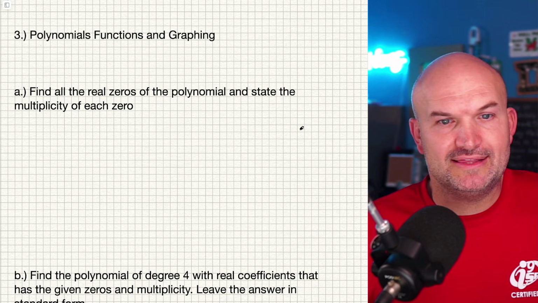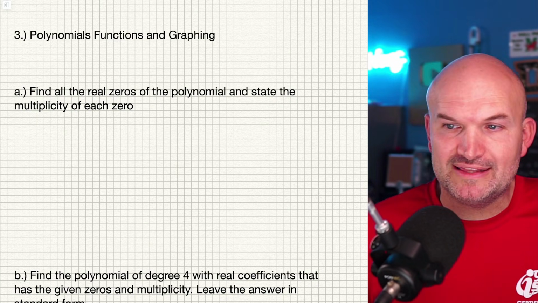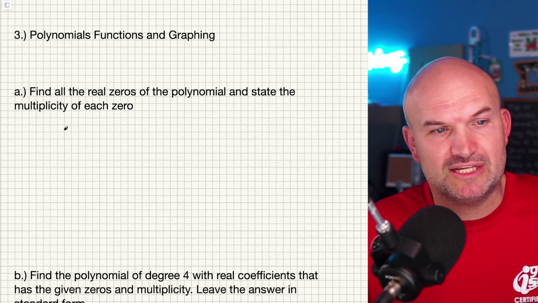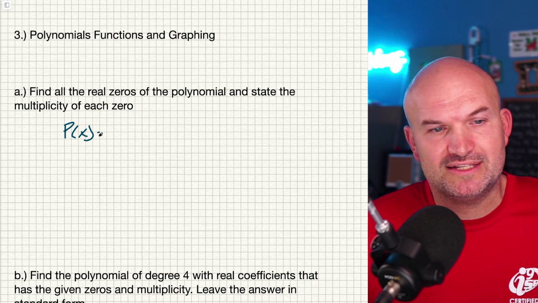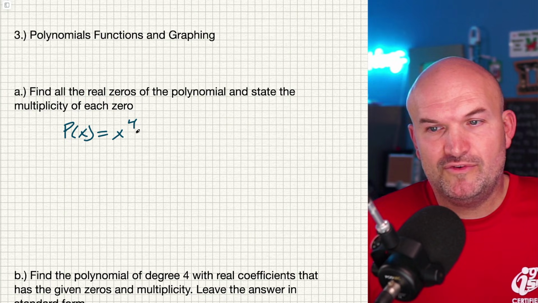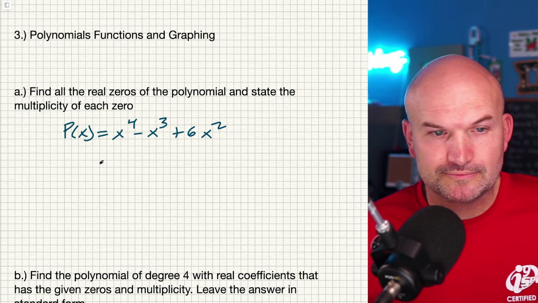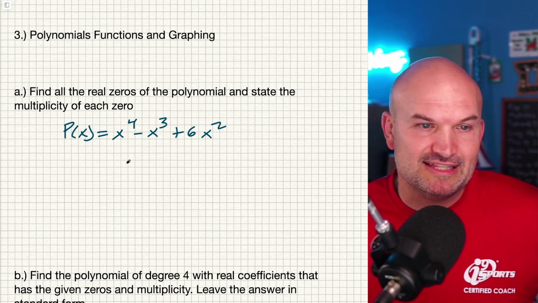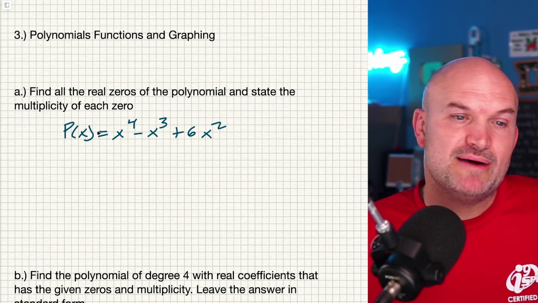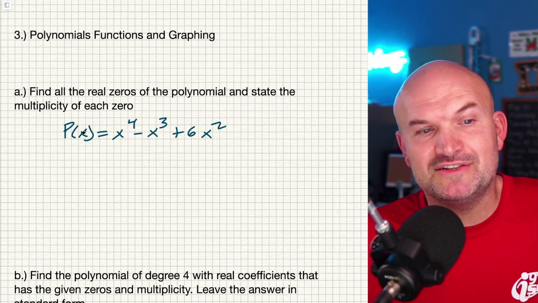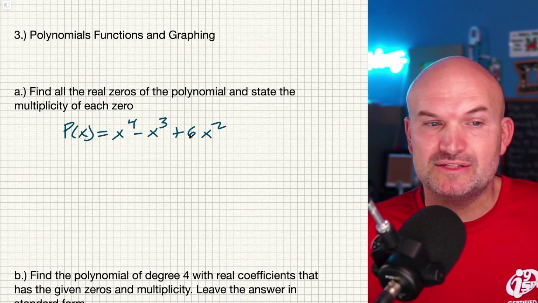In this first one, being able to factor, find the zeros, and identify the multiplicity is critically important. So let's take a function. Let's do p of x is equal to x to the 4th minus x cubed plus 6x squared. When we want to find the zeros, we want to find the values that make this polynomial function equal to 0.